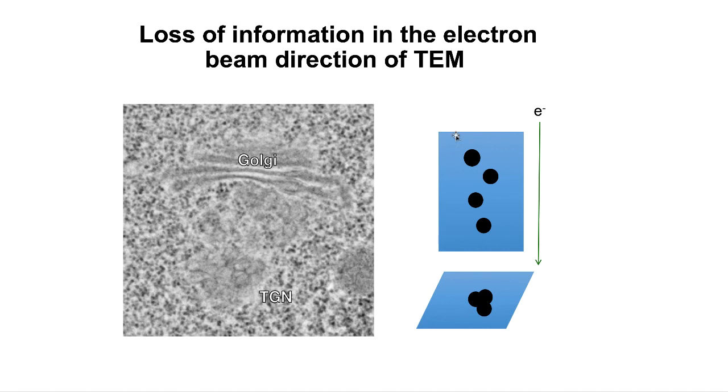So like here, this is an 80 nanometer section, and these are 15 nanometer ribosomes located in the section. But when the electrons penetrate the section and make the image, it seems as if they look clustered and are touching each other. So this is a problem in electron microscopy.